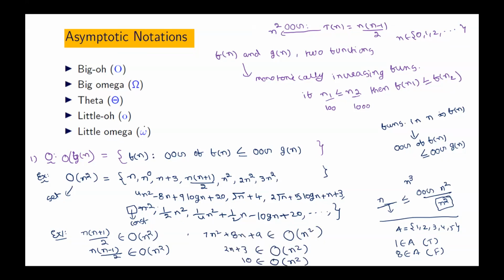So now, if you understand one notation, all other notations we can understand easily. To understand these notations, what we need to know is what is order of growth. Once we know the order of growth of a function, then big O of g of n is a set which contains all elements f of n whose order of growth is less than or equal to the order of growth of g of n. Is that okay?